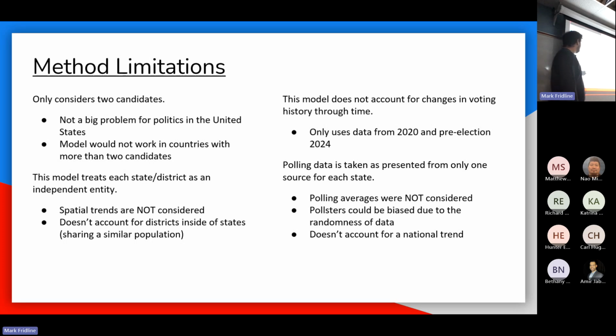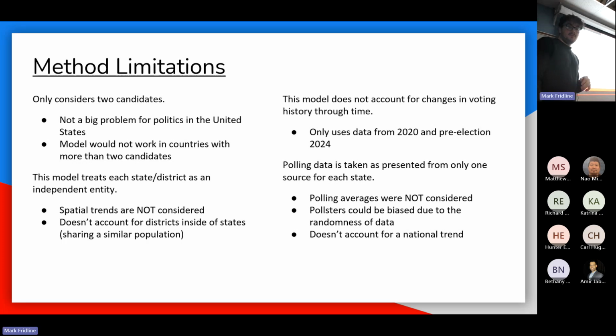This also does not account for districts inside of states sharing a similar population. So like Nebraska's 1st district is really just a subset of Nebraska as a whole. This model does not account for that. Also, this model does not account for changes in voting history throughout time. So it only uses polling data from 2020 and pre-election 2024 polling. It does not even think about 2016, 2012, 2008, whatever.